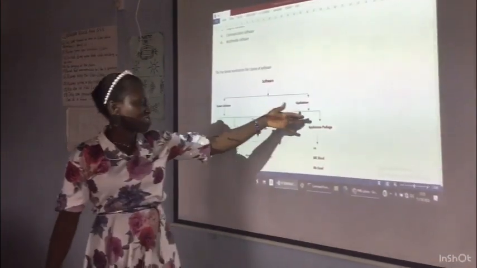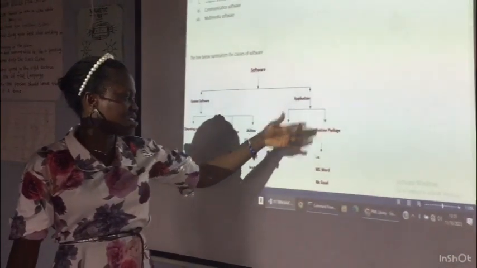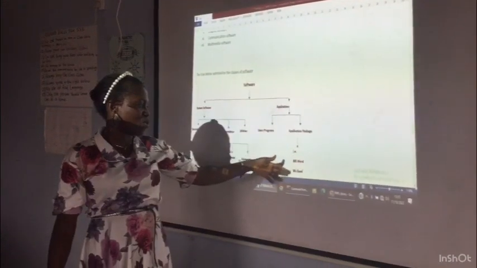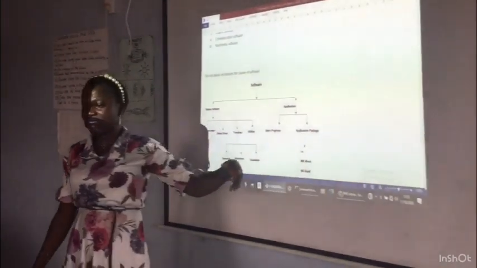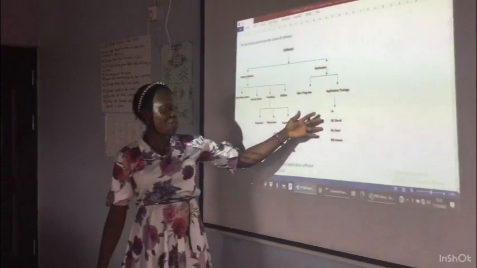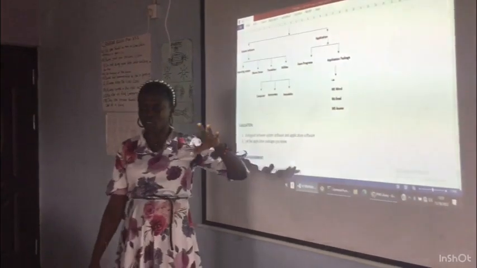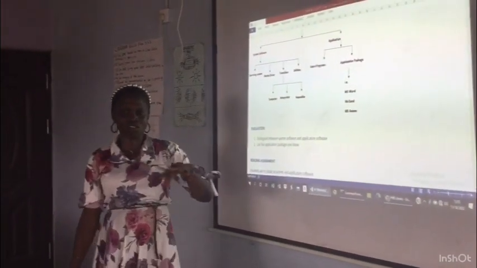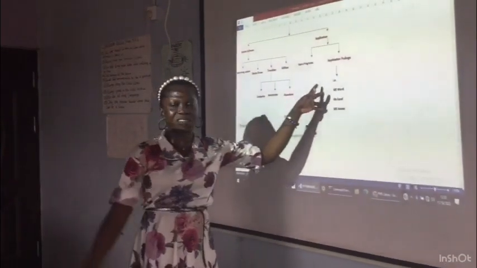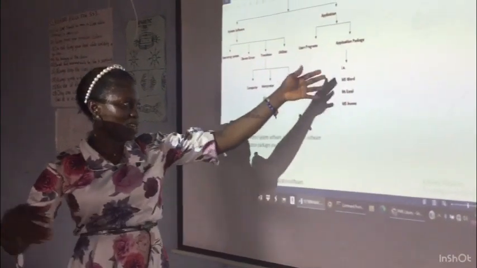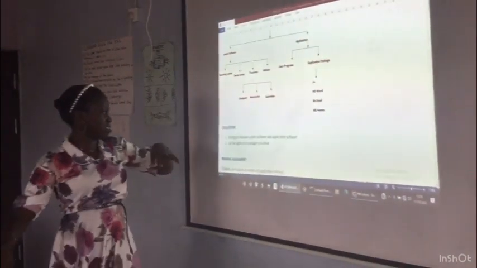Then under the application software, the package, we have the Microsoft Word and the Microsoft Excel, which we are familiar with when it comes to using our Microsoft Word documents in our activities.